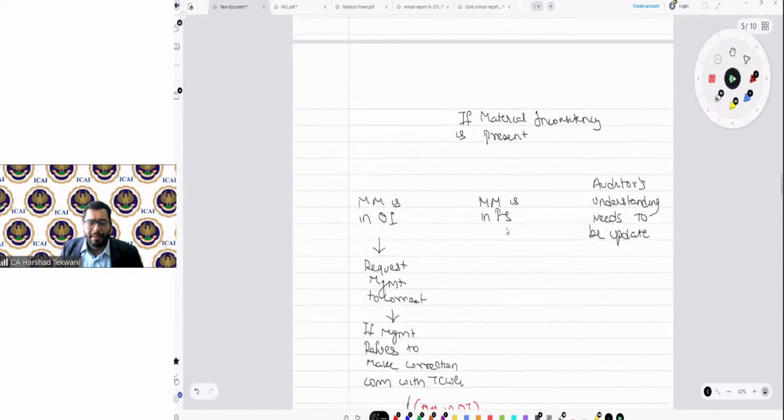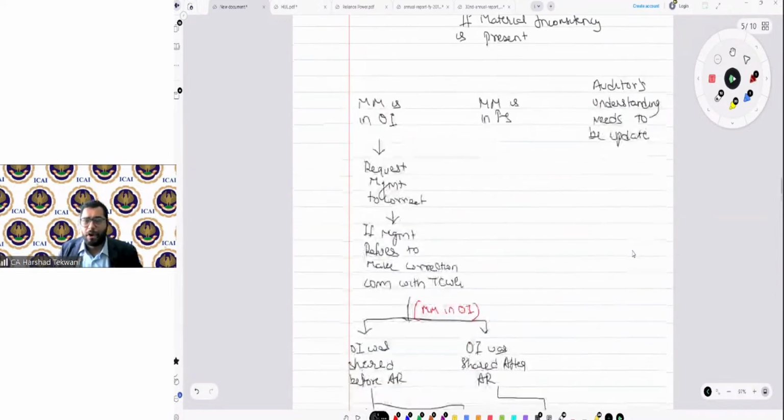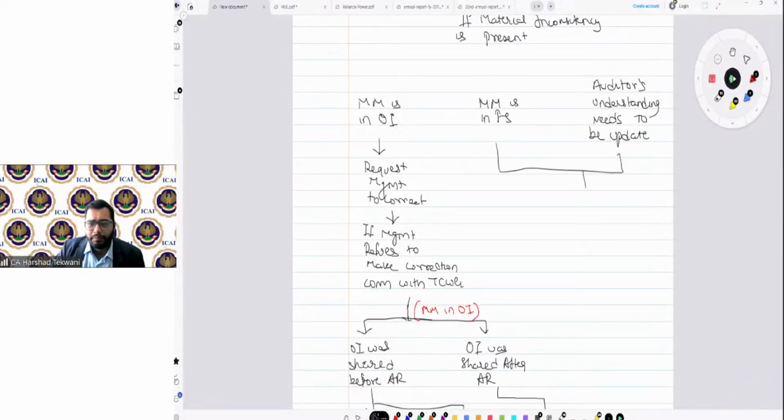Now, if I conclude that there's a material misstatement in the financial statement or the auditor's understanding needs to be updated, then in both of the cases, I need to refer to SA 450 plus other SAs.